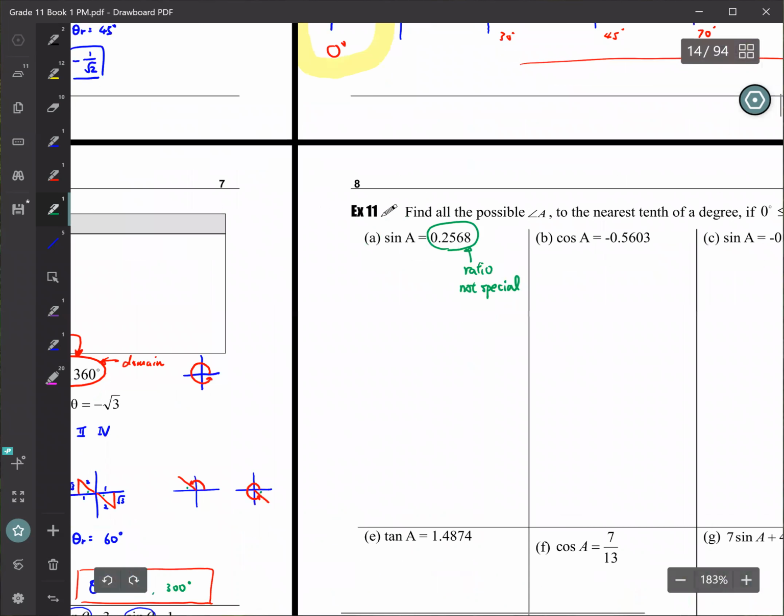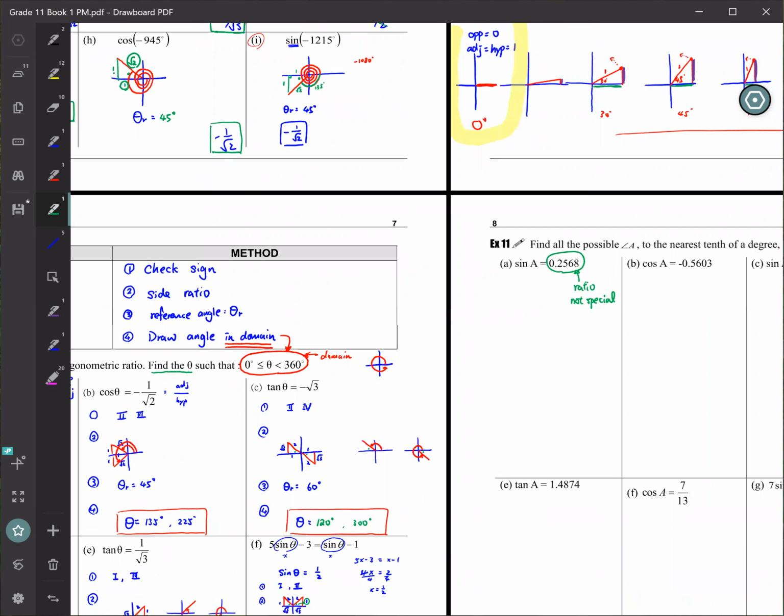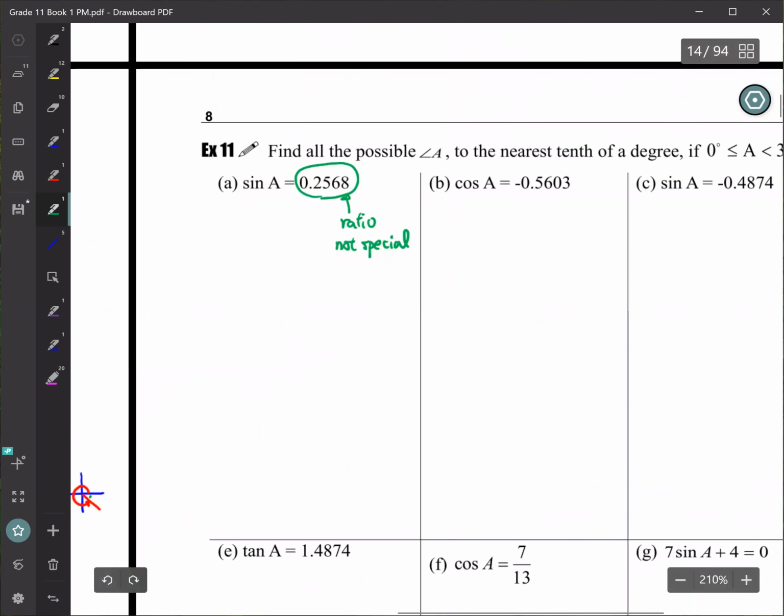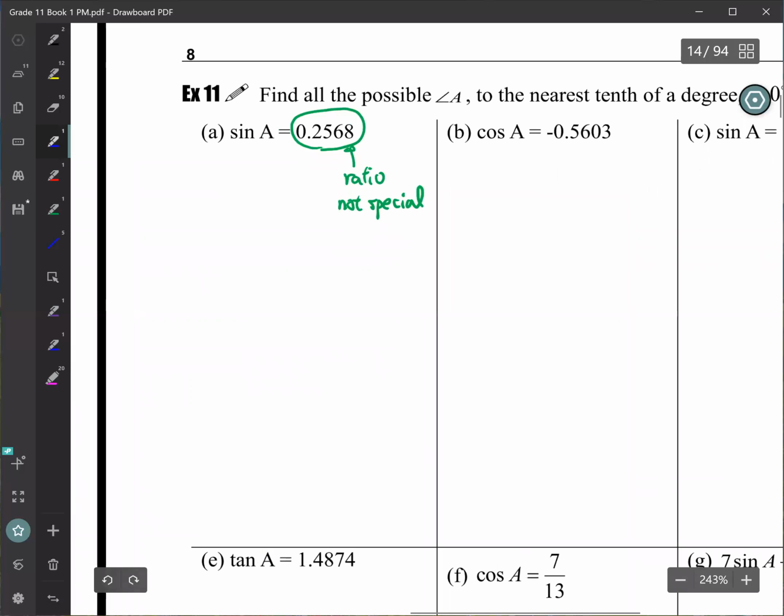We still follow the same 4 steps because we're still finding angle, but then we'll make some changes as we go along. So we'll start with step 1. Okay, let's try question A first. So step 1, what is step 1, Colin?